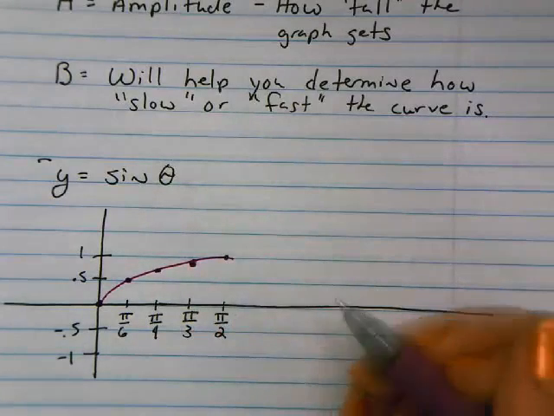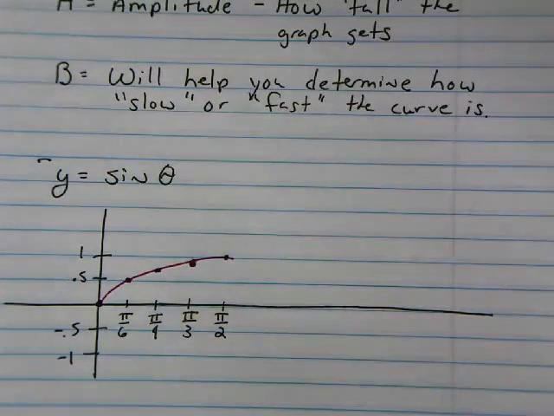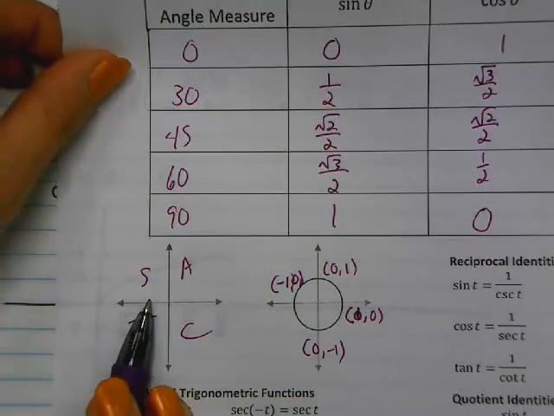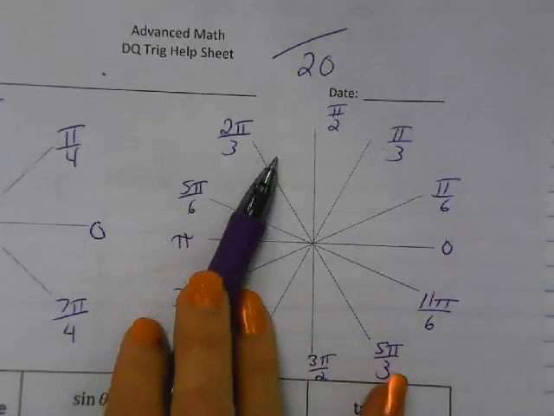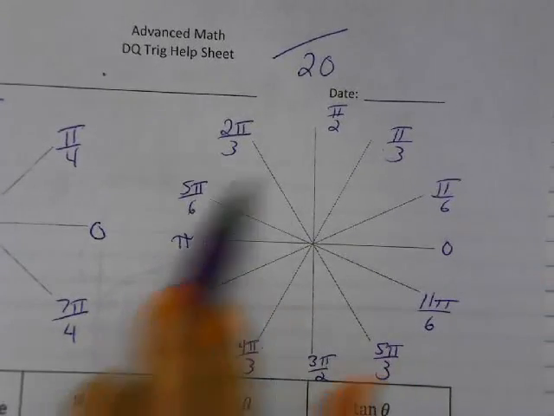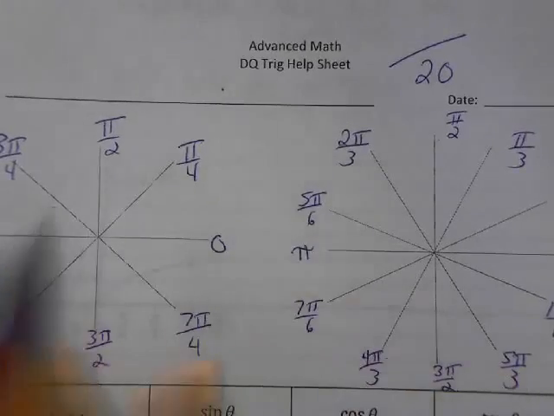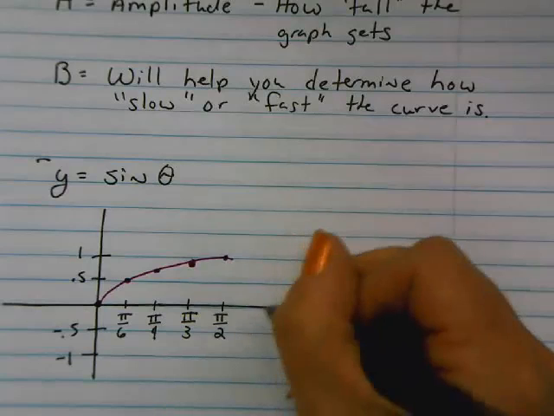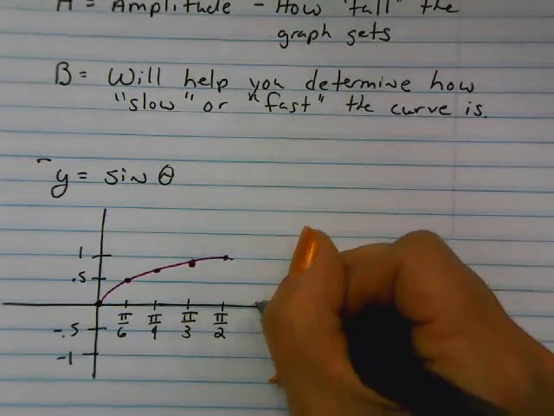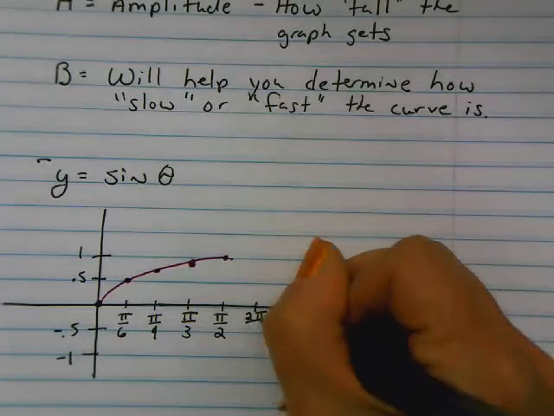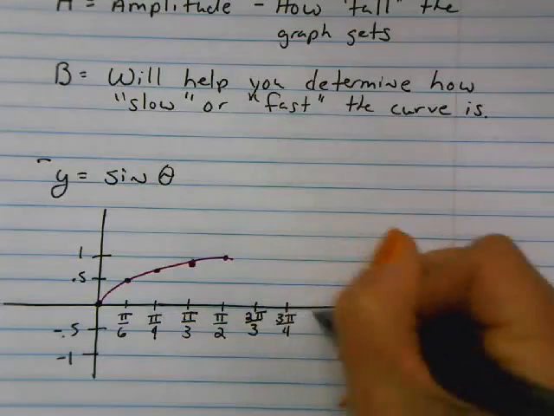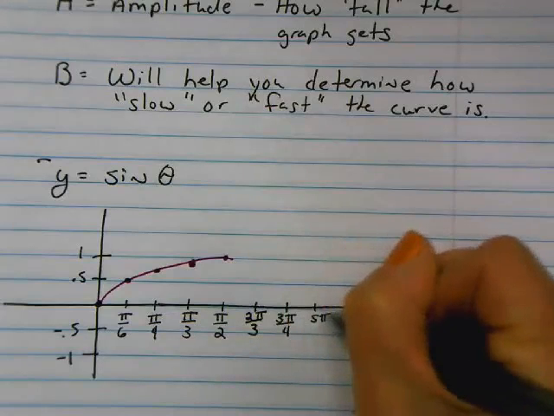Now, in quadrant 2, sine still remains positive. Where I'm getting my numbers on my graph is from this wagon wheel. I'm kind of morphing the two wagon wheels into one. So, from pi over 2, I'm going to go to 2 pi over 3, then 3 pi over 4, then 5 pi over 6, and finally to pi.